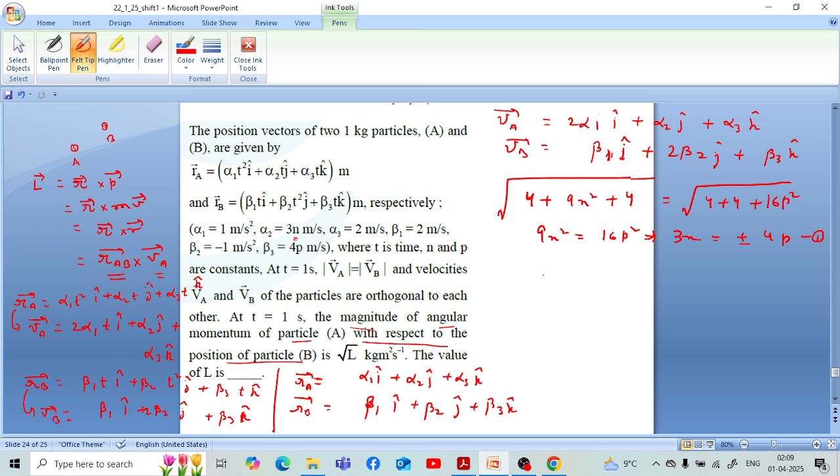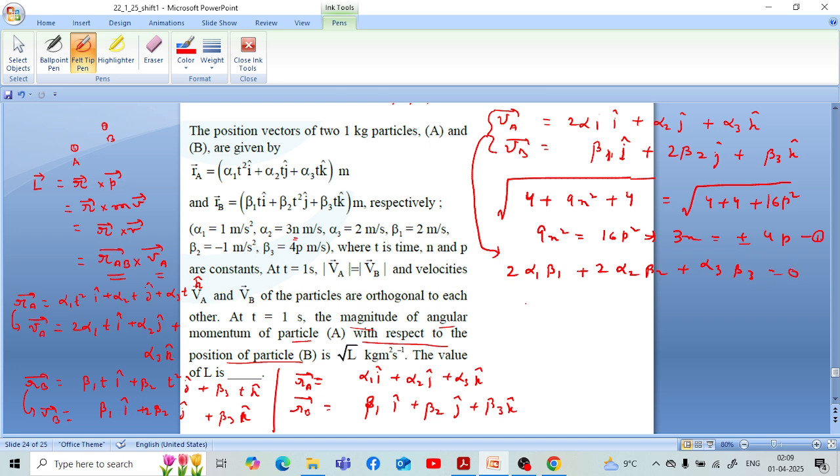Now the second condition, that is the relationship between n and p, can be calculated from the second condition given. It is given that VA and VB are orthogonal to each other, so their dot product must be equal to 0. So we have to take the dot product of VA and VB. We use the rule that i dot i equals 1, j dot j equals 1, k dot k equals 1. So it becomes 2 times alpha 1 beta 1 plus 2 times alpha 2 beta 2 plus alpha 3 beta 3. This is equal to 0.